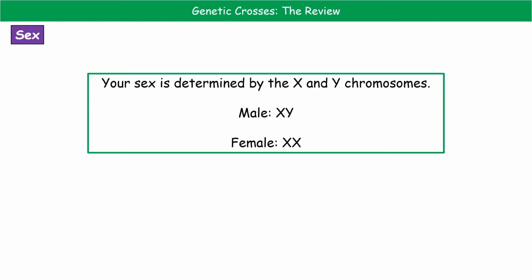The last part they can ask us about to do with this topic is about how sex is determined. And it all comes down to the X and Y chromosomes. So males will have 1 X and 1 Y chromosome, and females will have 2 X chromosomes. So just make sure that if they ask you what chromosomes are present in a male, don't just write Y, make sure you put X and Y. If it's females, put the 2 X's, don't just write a single X. Okay, so make sure you put both of the chromosomes in both cases.